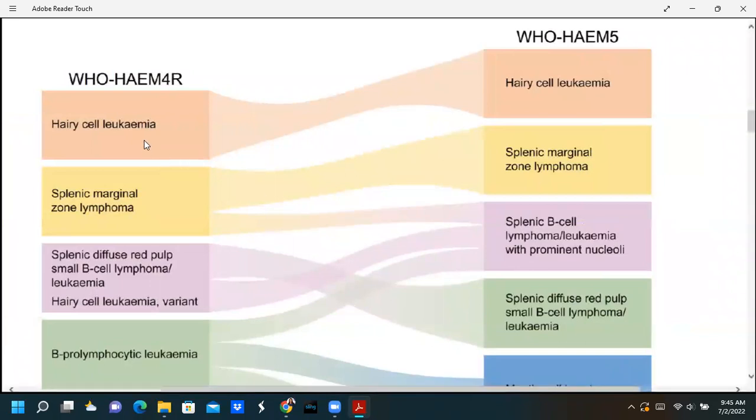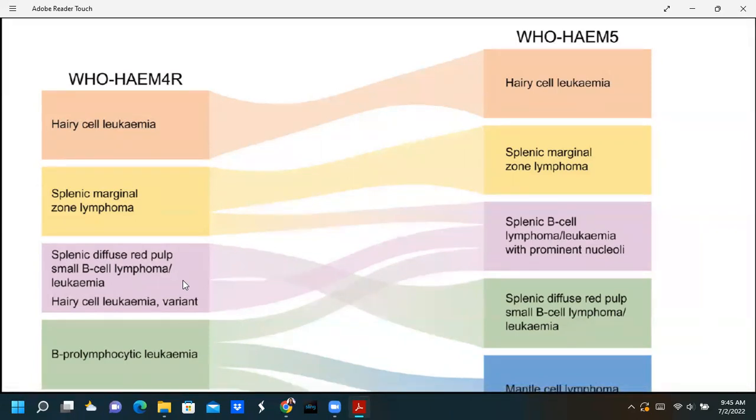So previously in 4R, the hairy cell leukemia is not touched. It is still hairy cell leukemia, nothing has been touched. Now splenic marginal zone. The splenic marginal zone encompasses the splenic marginal zone as well as the splenic lymphoma leukemia with prominent nucleoli, if there are prominent nucleoli in the marginal zone, or splenic diffuse red pulp B-cell lymphoma leukemia, and hairy cell leukemia variant.